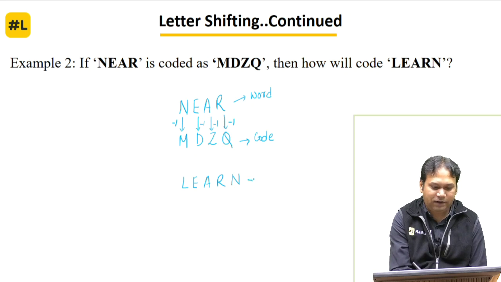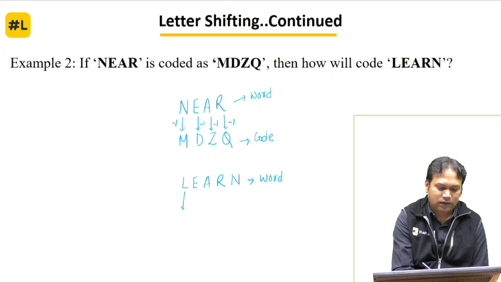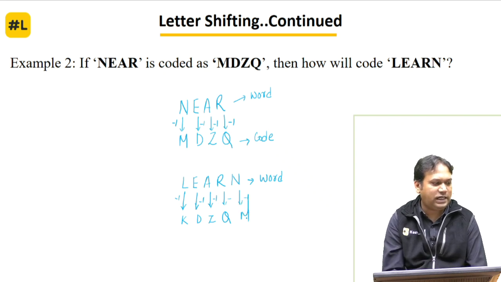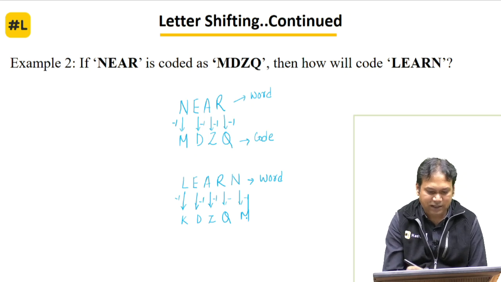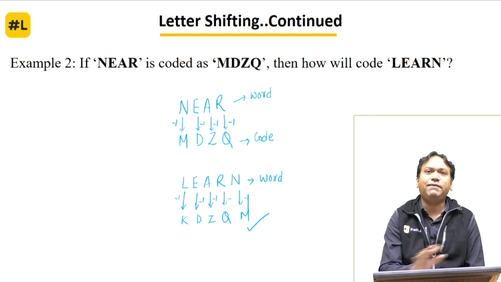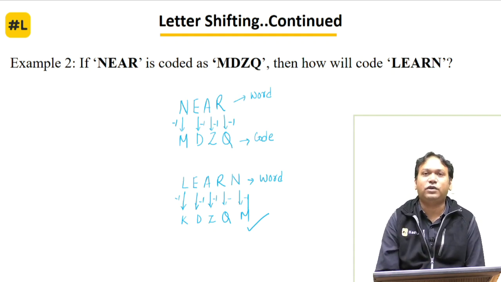Now using the same concept, if we use the word learn, what will be the code? L -1 K, E -1 D, A -1 is Z, R -1 is Q, and N -1 is M. So K D Z Q M. Yes, Alamgir Alam, that's the right answer. K D Z Q M, right? So you see, very simple. We are starting with simple examples. You see how we will build up now to the more advanced questions, and we try to learn everything that is there to learn from shifting type questions of coding and decoding.